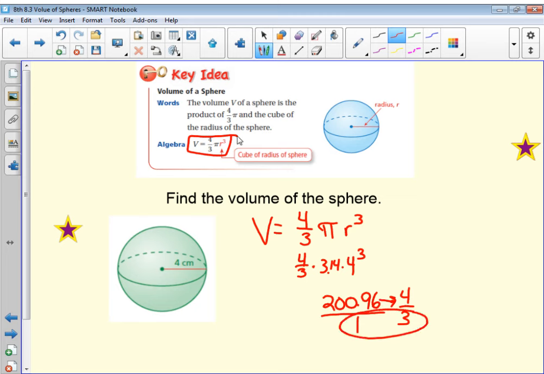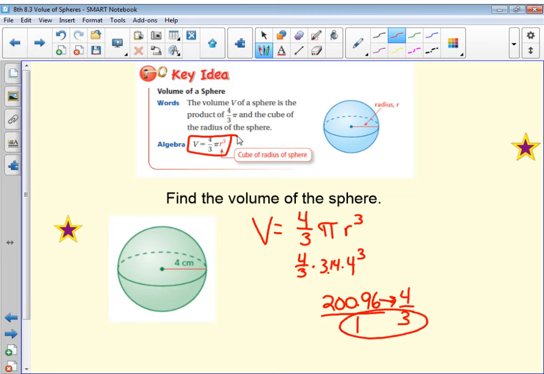So 200.96 times 4 gives me 803.84, and then 1 times 3 is 3. So now I'm going to just divide that by 3. Divided by 3 gives me 267.95. If I rounded it, I could say it was 268 centimeters in its volume, so it would be cubed. That is just working it in that fashion, okay?